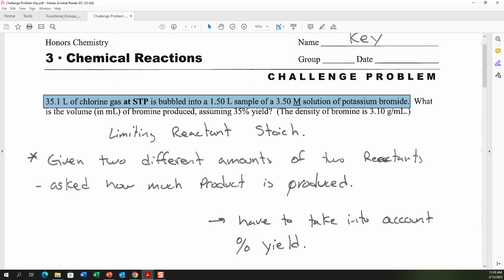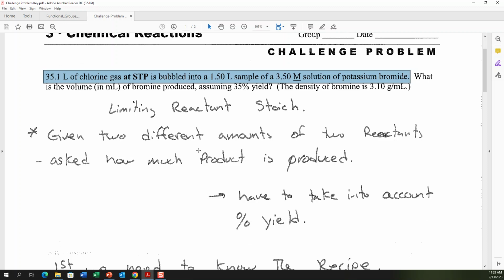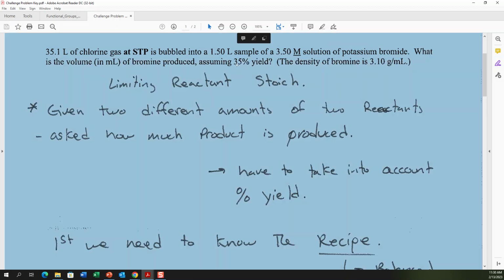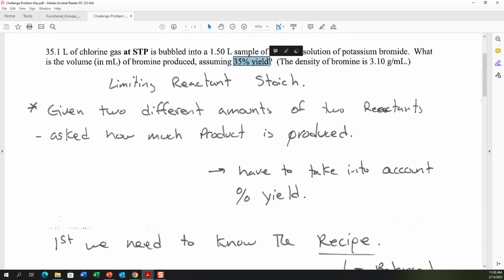All we have to do is multiply it by 0.35, or 35%, and that'll be what we actually get. And then for the density, once we get grams of bromine produced, we'll use the density to convert it to milliliters of bromine produced. So density is our conversion for grams of a liquid to volume of a liquid. Again, we're given two different amounts, so it's limiting reactant stoichiometry, and at the end we'll take into account the 35% yield.